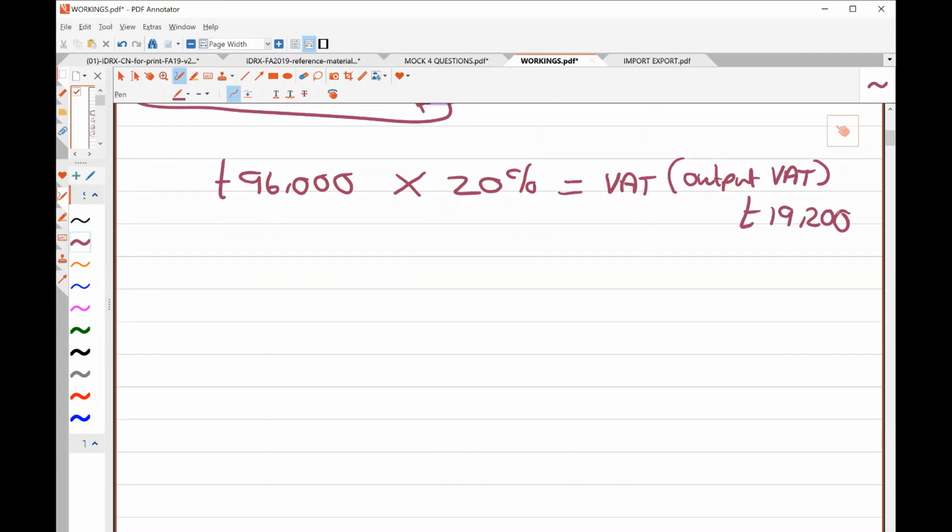But if I wanted to find out what my VAT, because I will need that figure in a second, I will need to add them together. But for now, what I'm trying to work out is how much VAT under the normal standard scheme.